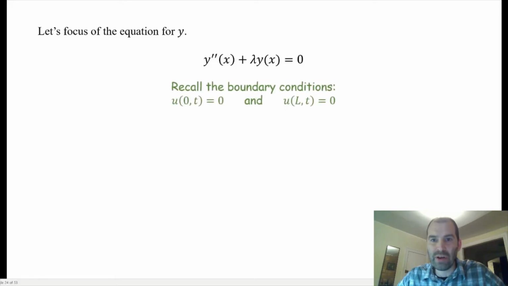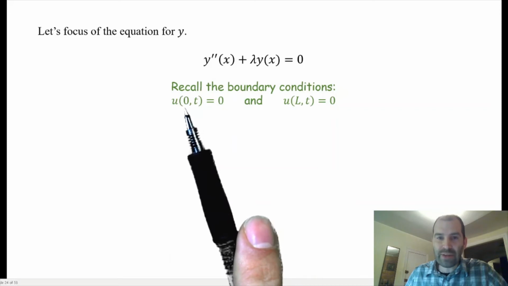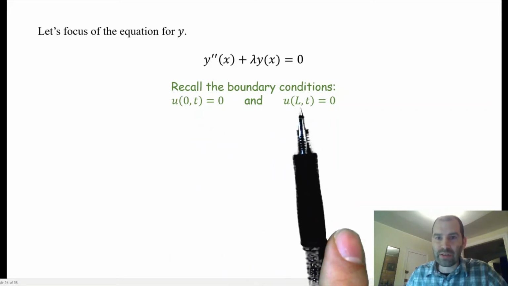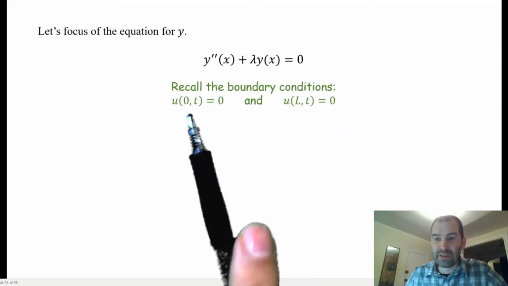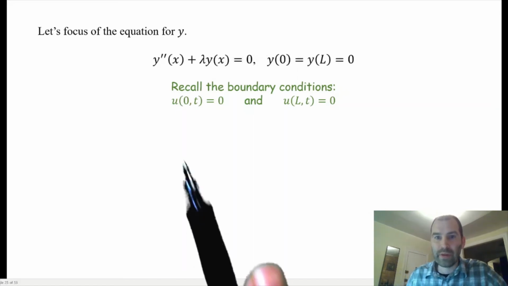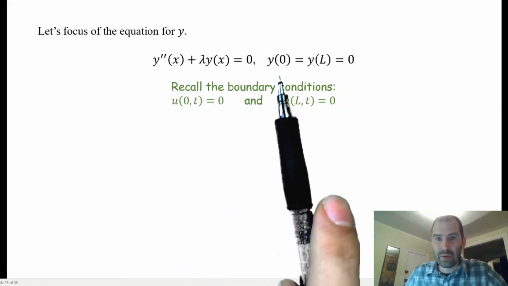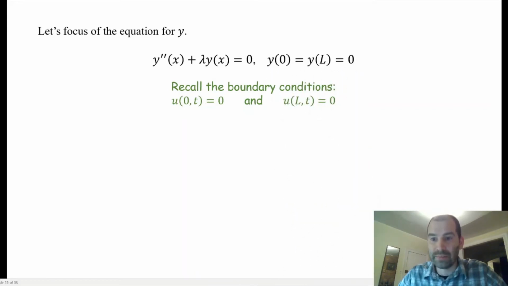But remember, we also have these boundary conditions. These boundary conditions are saying that the temperature at the left end of the bar and the temperature at the right end of the bar are both 0. And it doesn't depend on t. For every t, those are equal to 0. Well, those translate into boundary conditions for this differential equation. We're just saying that y at 0 and L are equal to 0.